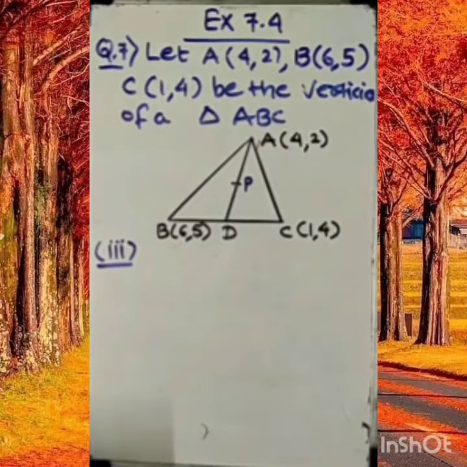So my dear student, in the third question we are asked to find the coordinates of points Q and R on the medians BE and CF respectively, such that BQ to QE is 2:1 and CR to RF is 2:1. So this is the question, dear student.